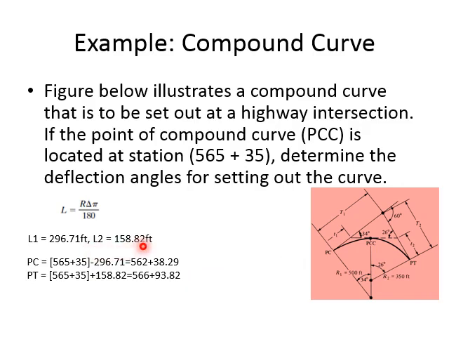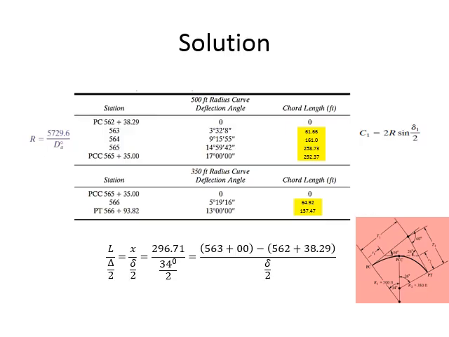So you get L2. Then PC will be the station of PCC minus the length of this curve, 296.71, which is L1. So this is the station of PC. And PT will be the station of PCC plus the length of the second curve, which is 158.82. It will give you the station of PT. So now you have PC and PT. Let us do the layout of the curve, or setting out of the curve.